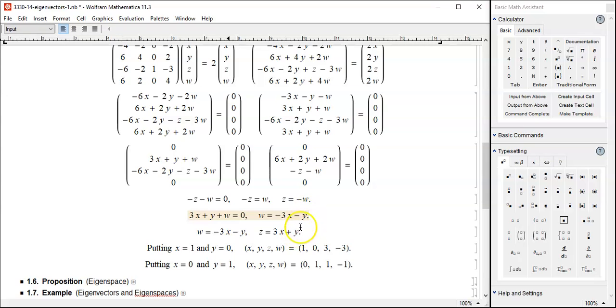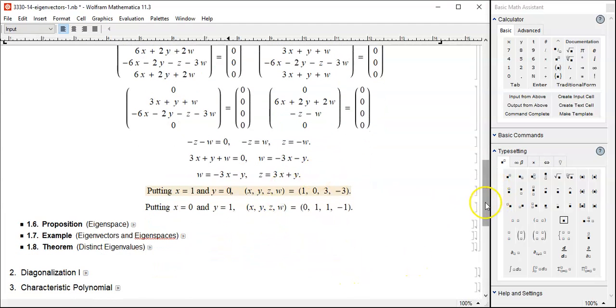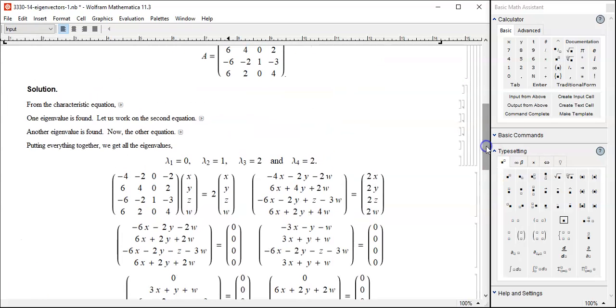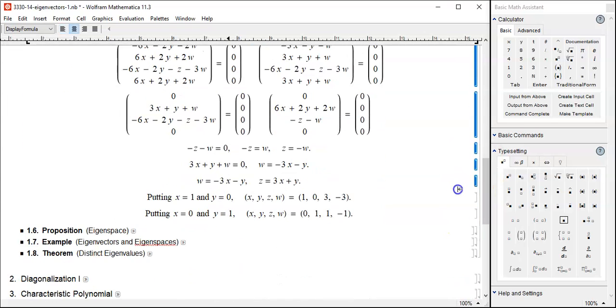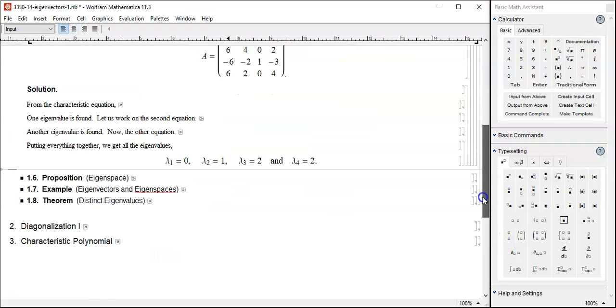And then we got z and w written in terms of x and y. So plugging in x equal to 0 and y equal to 1, and vice versa, x equal to 1 and y equal to 0, we get eigenvectors. I could have selected other values, like x equal to negative 17 and y equal to square root of 2. You could have done that, but why would anybody do that? Take the simplest numbers, 1, 0 and 0, 1, and those are eigenvectors. Okay, that's how you get eigenvectors if you know eigenvalues.